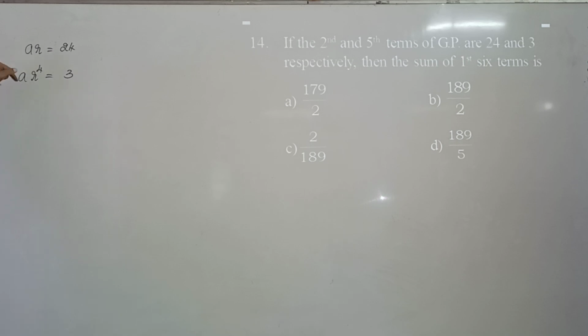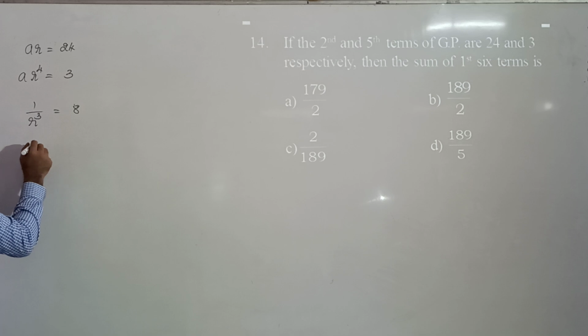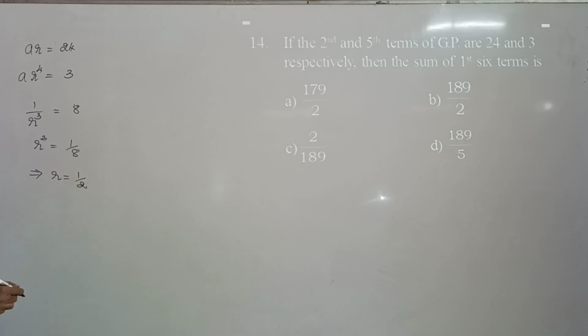When I divide it, A gets cancelled, R by R power 4 will give you 1 by R cube is equal to 24 by 3, which is 8. So R cube is equal to 1 by 8, which implies R is equal to 1 by 2. That R is equal to 1 by 2, I will substitute here. A will be equal to 48. 24 into 2, 48. Okay, so we got A here and we have got R here.